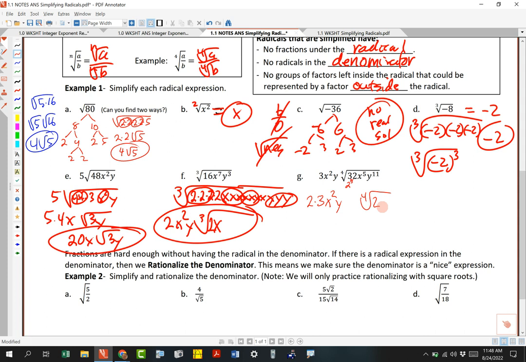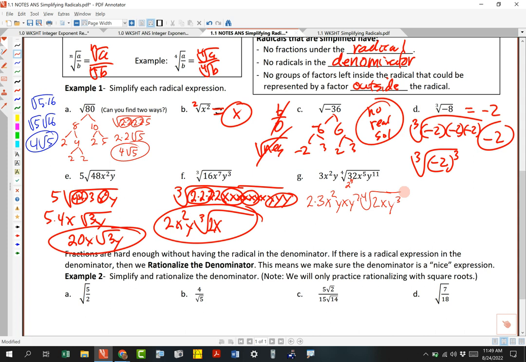I've got 5 x's. Same deal with this. If I've got 5 x's, I've got 1 group of 4. So that's going to be an x on the outside and an x left underneath. And if I have 11 y's, how many groups of 4 is that? 2. How many left over? 3. So that means we're going to have a y squared on the outside and a y cubed on the inside.